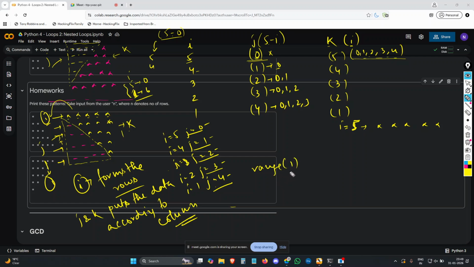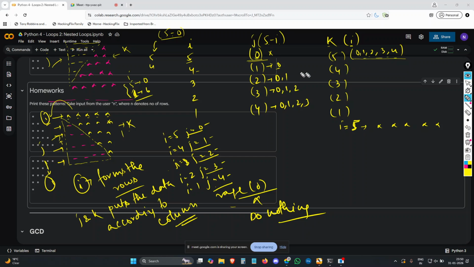If I'm writing range of 1, what are the values? 0. If my range is 2, what are the values? 0, comma 1, right? This 0 does not mean nothing. This 0 implies: okay, execute something for me. But range 0 will not give you anything. Range 0 means empty. Do nothing.